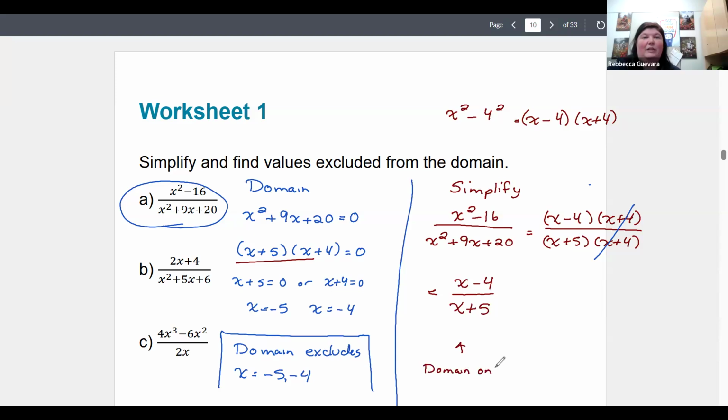So the domain only excludes the -5 still. So this one is the extra that we have left over. So it is the same as long as we say x also cannot be negative 4. Because now that ensures that I can get negative 4 out of this problem as well. So now they'll be equal.